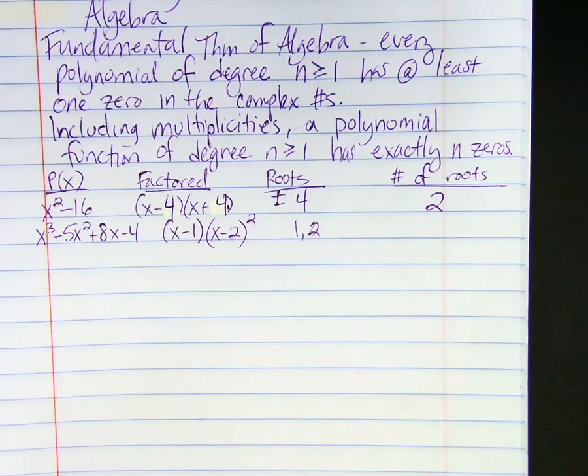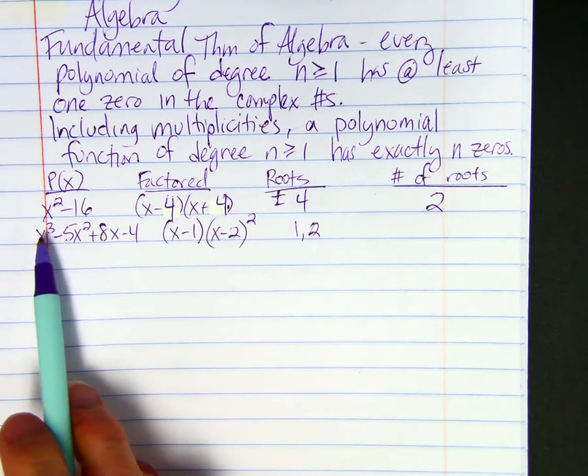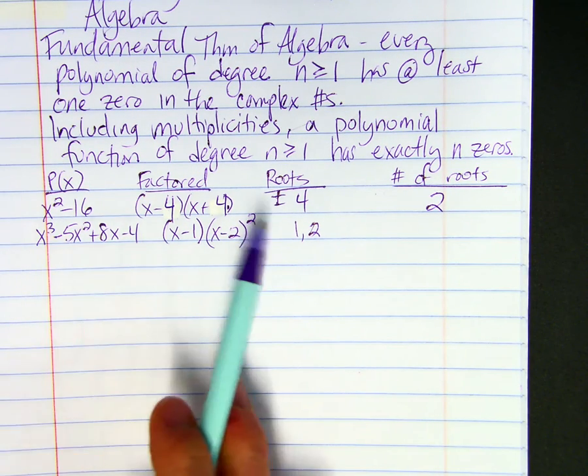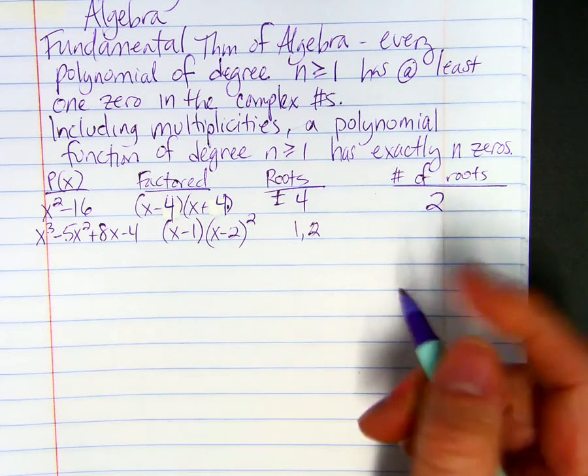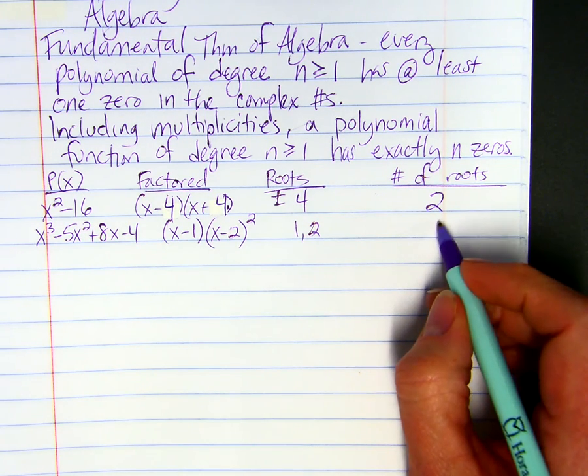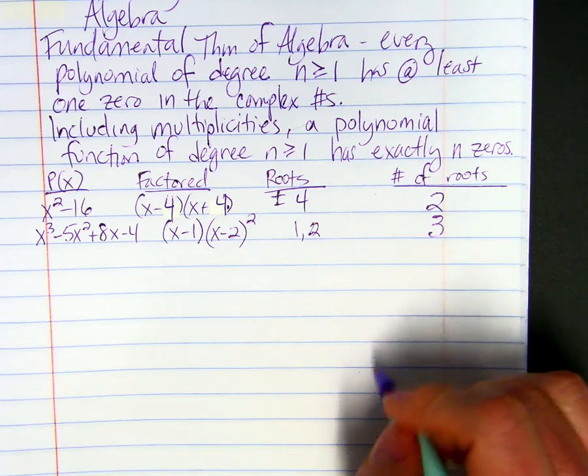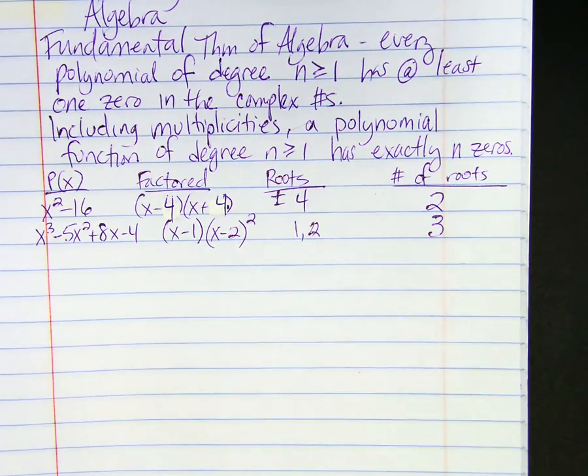2 has a multiplicity of 3, so it's exactly 3 zeros. However, since 2 is doubled, oh, I have down 3 roots. And that's because 2 has multiplicity of 2.